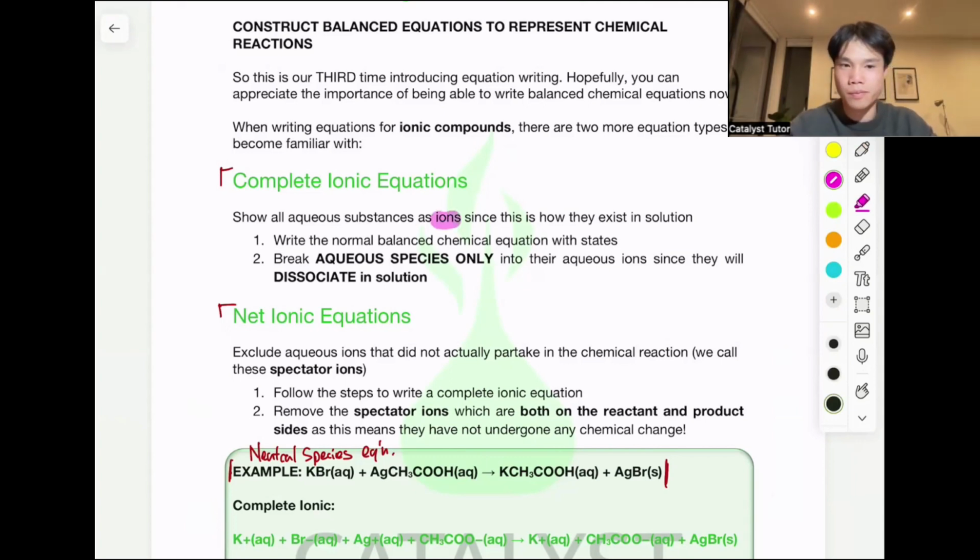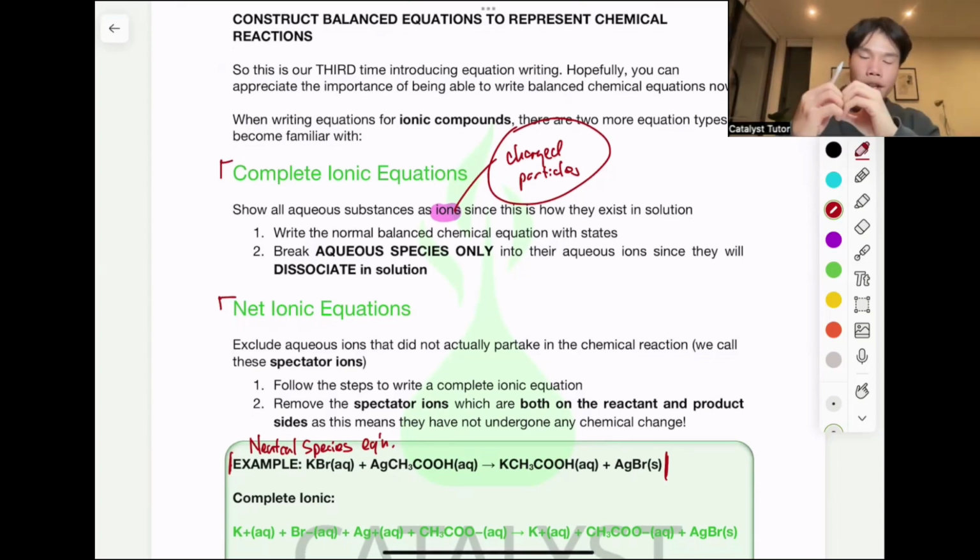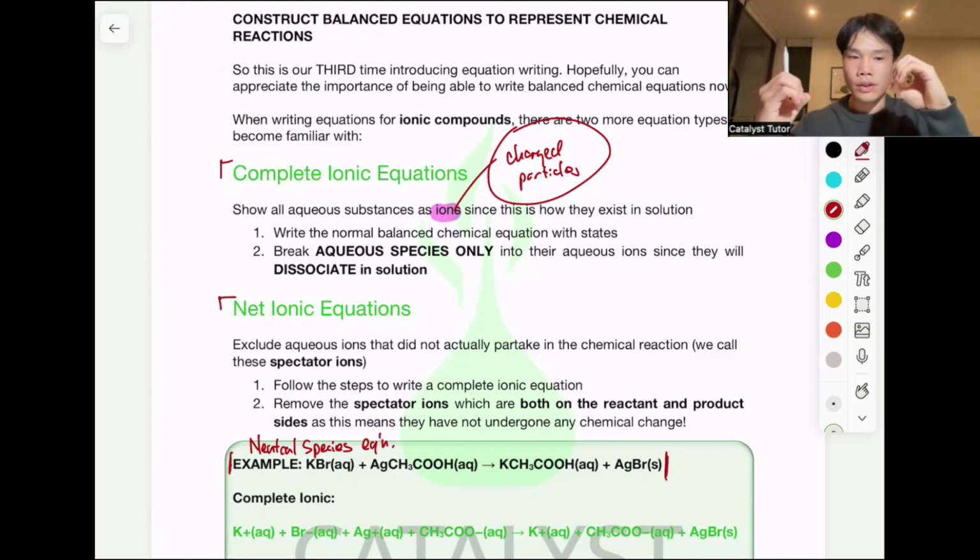These are slightly different. For a complete ionic equation, firstly, this shows all aqueous substances as ions. What's an ion? It's like when an atom has lost or gained electrons. Good. So if it lost or gained electrons, what must it now have? A charge. And so ions are therefore charged particles. Generally speaking, an ion is a charged particle. And whenever you have an ionic substance that is aqueous in solution, in a complete ionic equation, you show it as its ions.